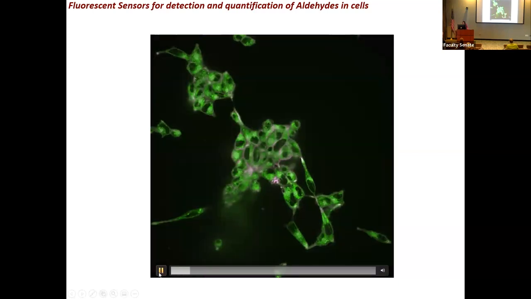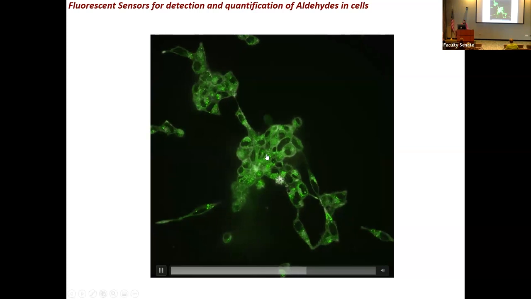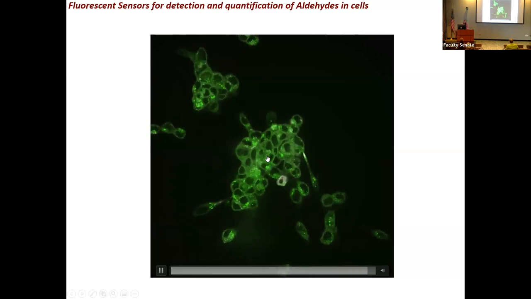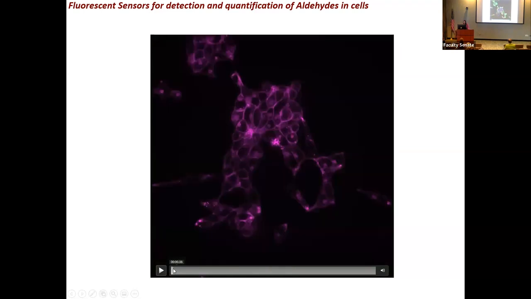Now, as soon as I have added the sensor, it reacts with aldehydes, and all this green color you see is because of the reaction of aldehydes with these sensors. And it not only tells us the concentration, it also tells us where that aldehyde is abundant and where it is going. And in fact, I just want to show you this particular slide, where if I slow it down, you will see how quickly it actually reacts and then forms these sensors and glows.